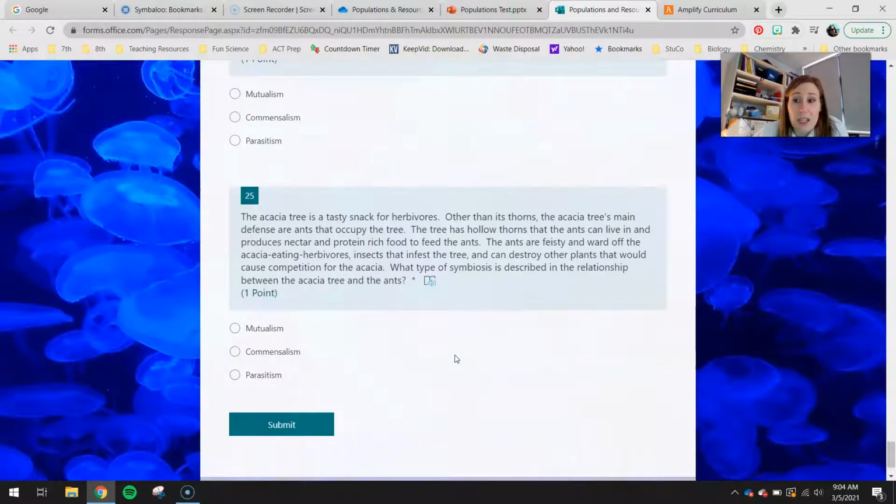And then finally, you guys read about this in one of your lessons. Hopefully you did that lesson. The acacia tree is a tasty snack for herbivores. Other than its thorns, the acacia tree's main defense are ants that occupy the tree.